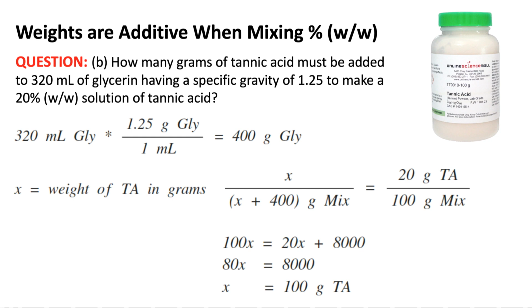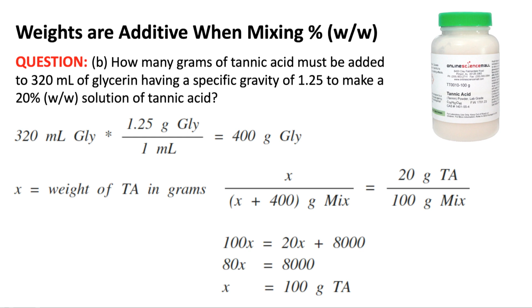We solve it the same way. Let's subtract 20X from both sides. That would leave me 80X on the left equal to just 8,000. 8,000 divided by 80 is 100. So essentially we need 100 grams of tannic acid to be able to produce this.